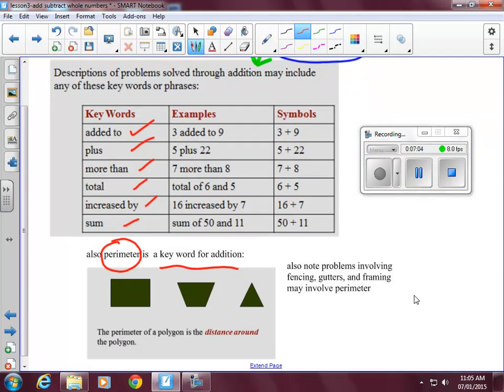I had a woman from Russia once. She came up during an exam and she said, "What are gutters?" And so, gutters go around the perimeter of the house. It was a word problem that was trying to find out how many feet of gutters she would need. Well, you had to know you had to go around the perimeter of the rectangle or whatever figure it was. So the perimeter of a polygon, whether it's a rectangle, a trapezoid, or a triangle, is the distance around the polygon. So you would be adding the sides. So be on the lookout even for those kinds of problems. Okay?